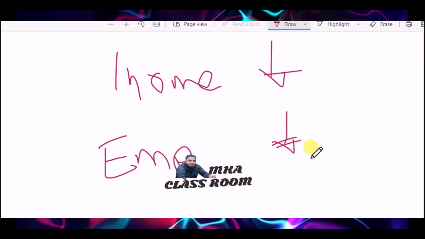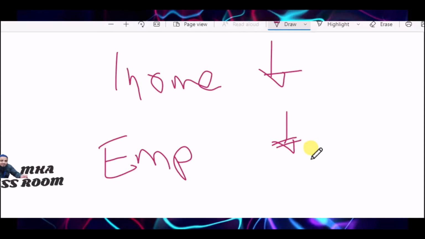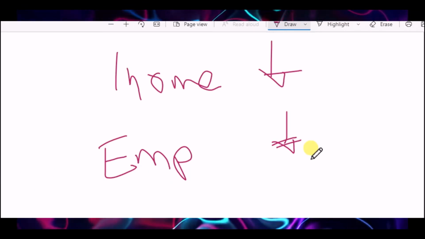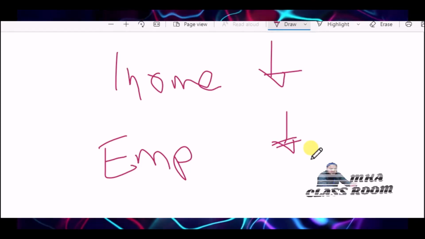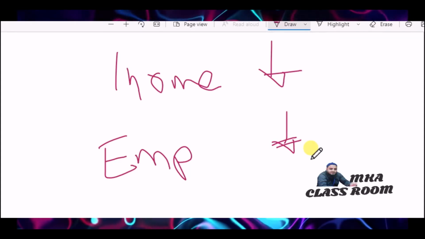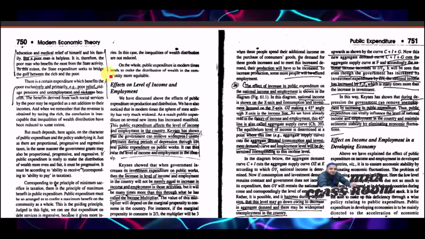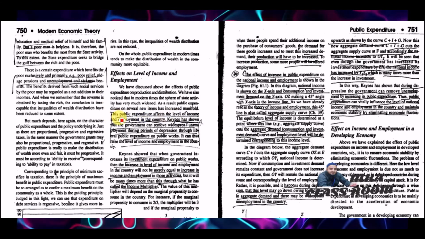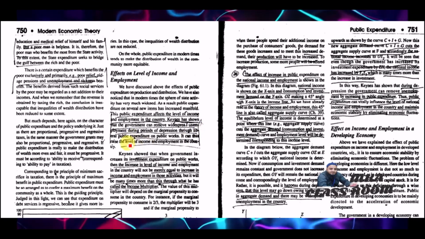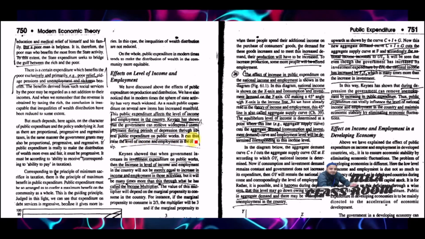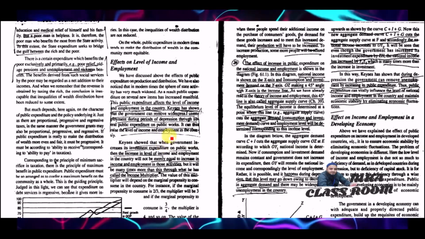The famous economist Keynes has shown that the government can remove widespread unemployment during the period of depression or recession through liberal public expenditure on public works. It can thus raise the level of income and employment in the country. Keynes had shown that at the time of recession, government can use public expenditures on public works, so it can raise the level of income and employment.